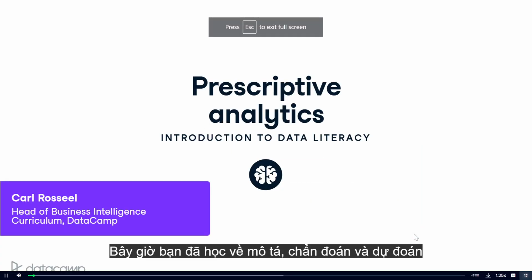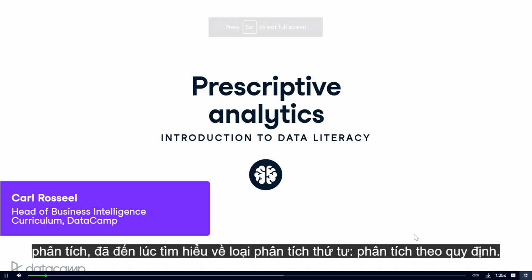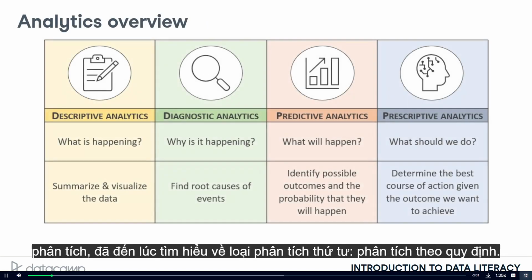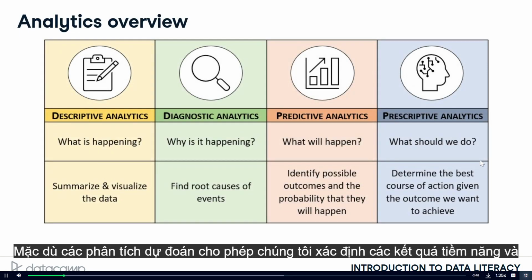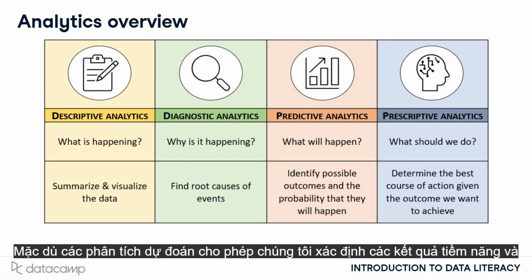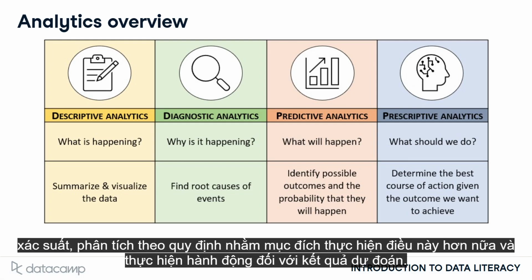Now that you have learned about descriptive, diagnostic, and predictive analytics, it is time to learn about the fourth type of analytics, prescriptive analytics. Prescriptive analytics builds on the results of predictive analytics. While predictive analytics allows us to identify potential outcomes and their probabilities, prescriptive analytics aims to take this further and take action on the predicted outcome.